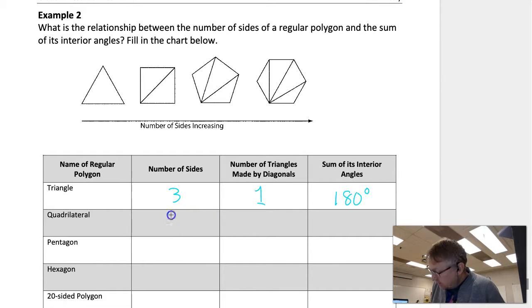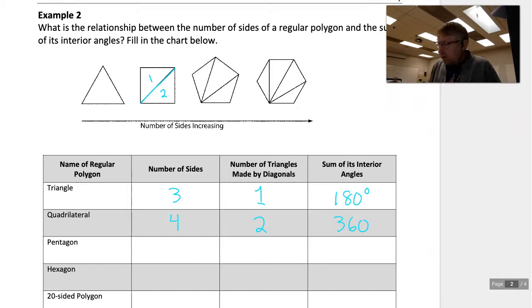In a quadrilateral, how many sides are there? There's 4 sides. How many triangles can you make by doing a diagonal? As we've done before, you can divide it into 1, 2 triangles. Each of those triangles has 180 degrees in it, so the total is 360 degrees.